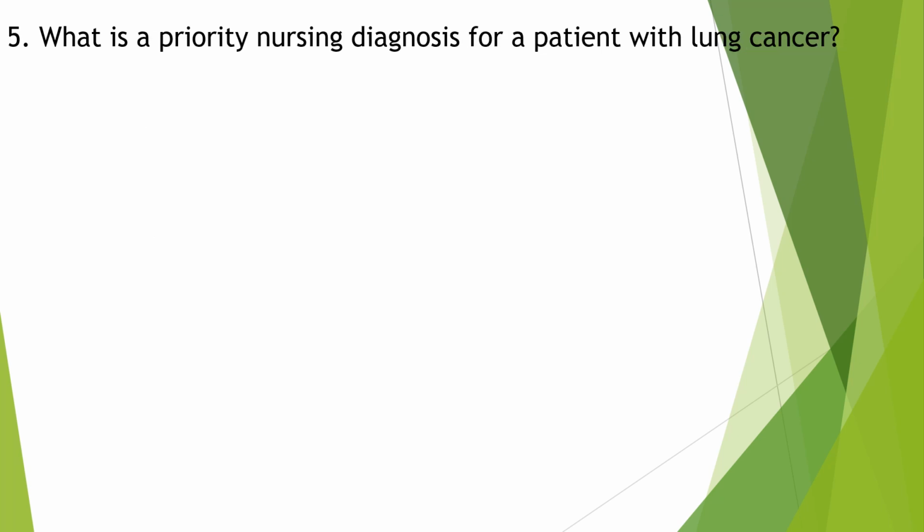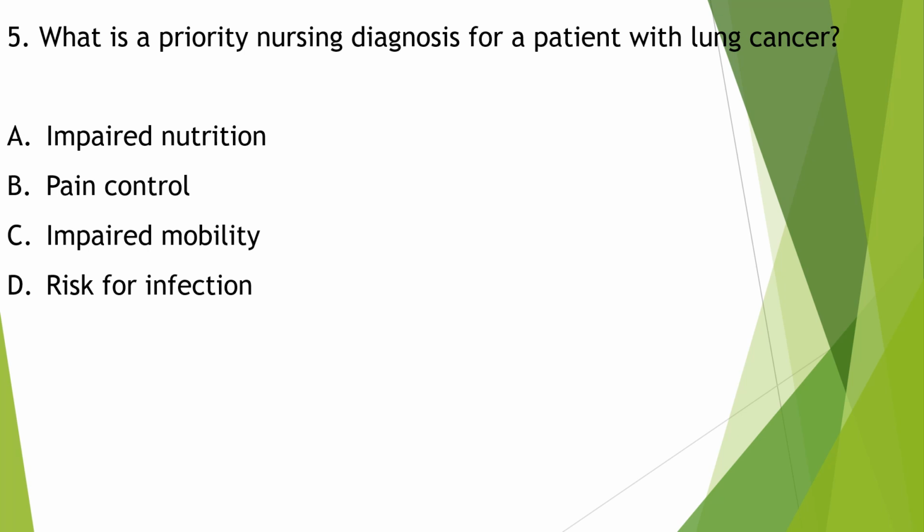What is a priority nursing diagnosis for a patient with lung cancer? Impaired nutrition, pain control, impaired mobility, risk for infection. So for a patient with lung cancer, pain control is the priority. We need to look at the other things also, the nutritional status, their mobility and risk for infection, but the priority is pain control.